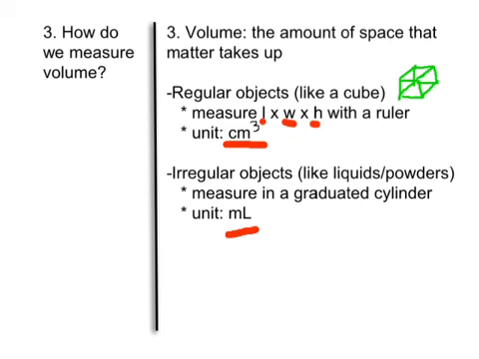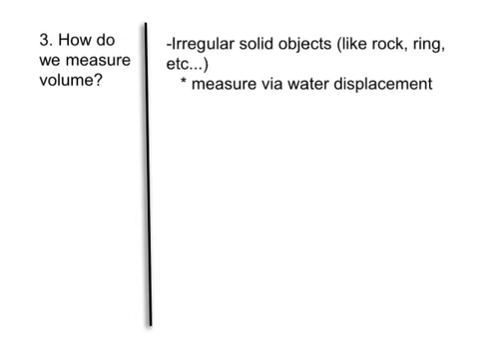Okay, so the last part is talking about how to take a measurement of an irregular solid object, like a big irregular object like a rock that might not be smooth all the way around, or a nice cube, or things like a ring or a crown or a camera, stuff that's not an easy object to measure. Okay, so let's take a look at that one. Okay, so for irregular solid objects, we're going to measure via what's called water displacement.